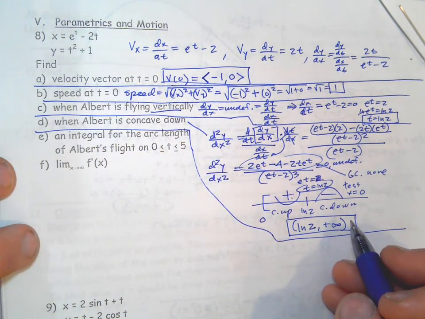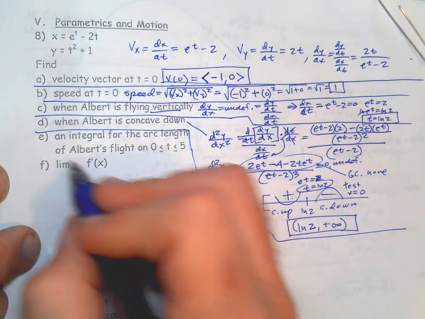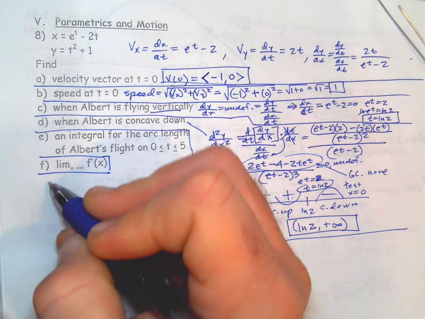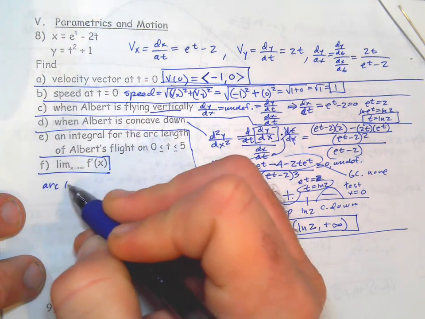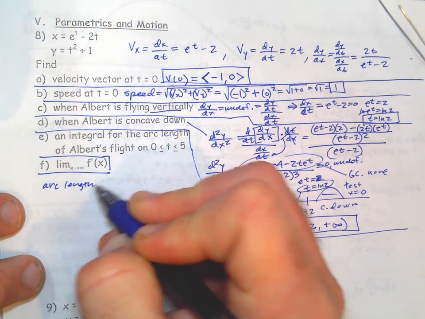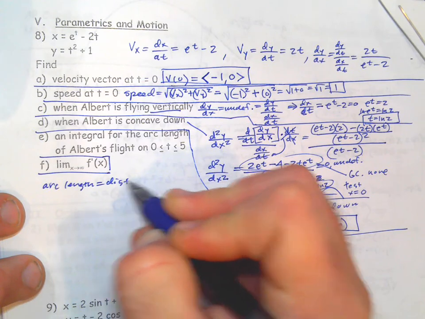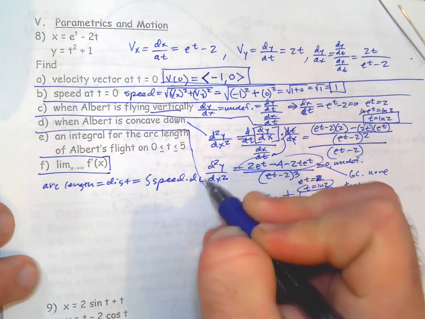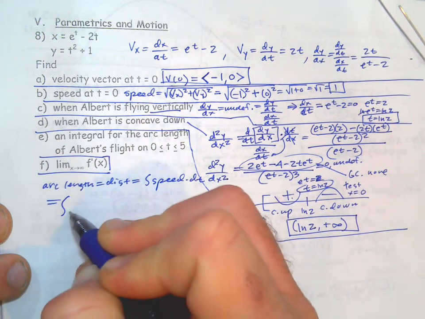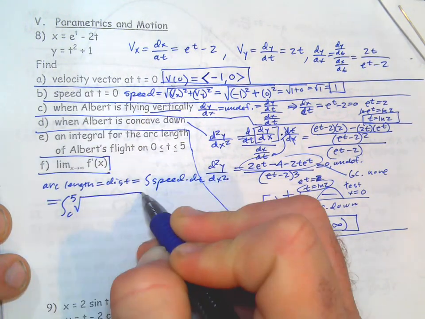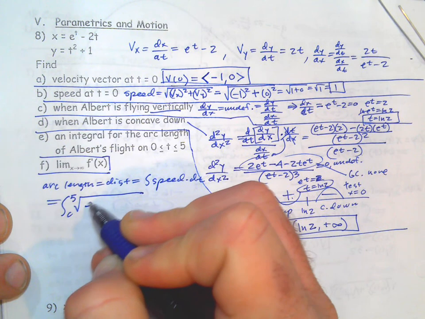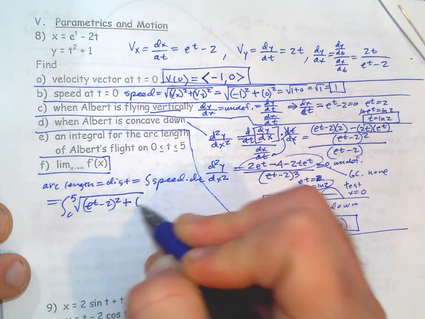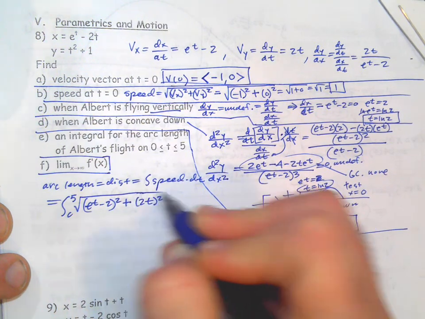So, the integral for the arc length. Arc length is like distance, and so distance is the integral of speed. And so that's going to be the integral from 0 to 5 of the square root of vx squared, so it's going to be (e to the t minus 2) squared plus (2t) squared dt.